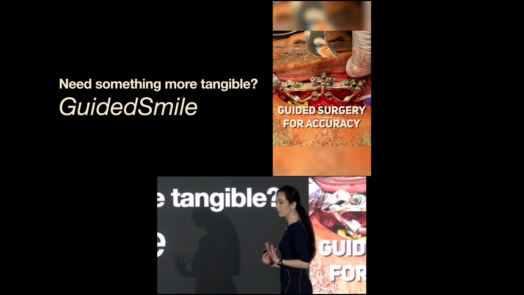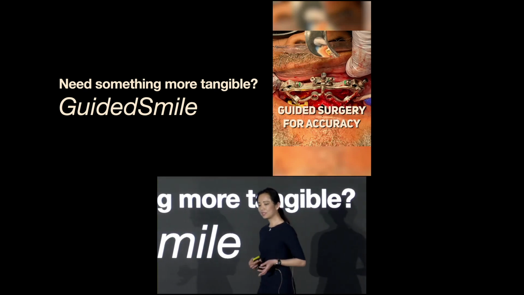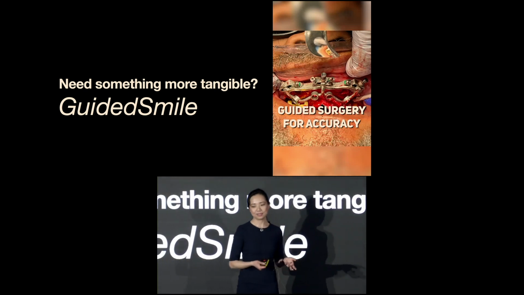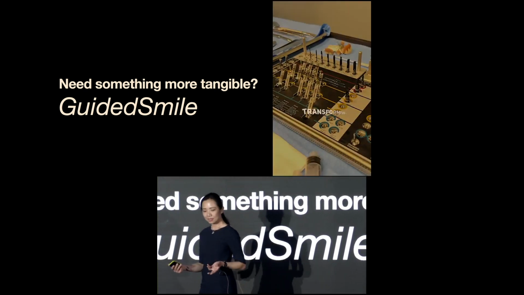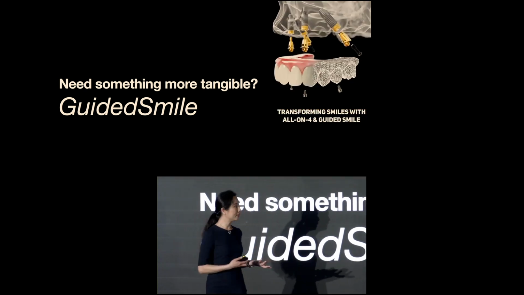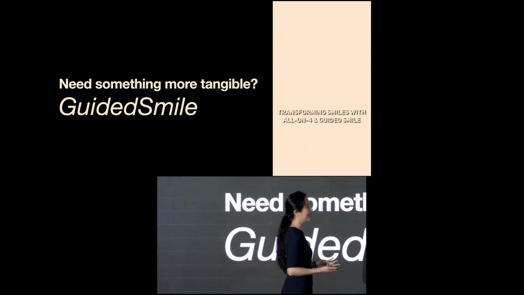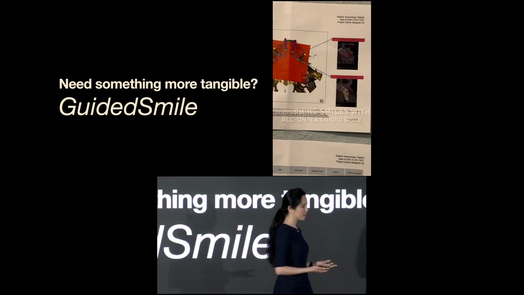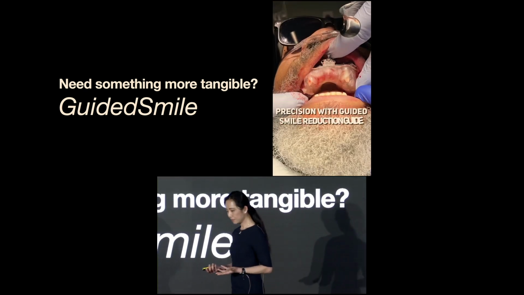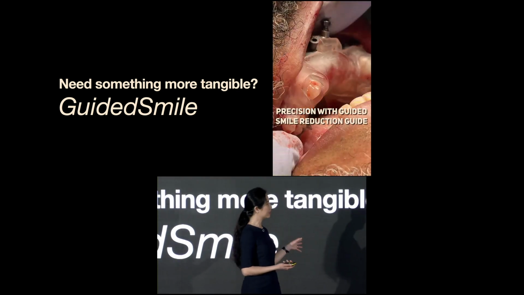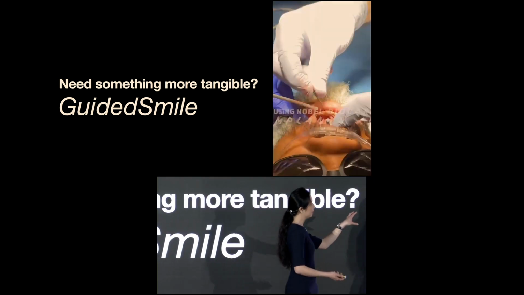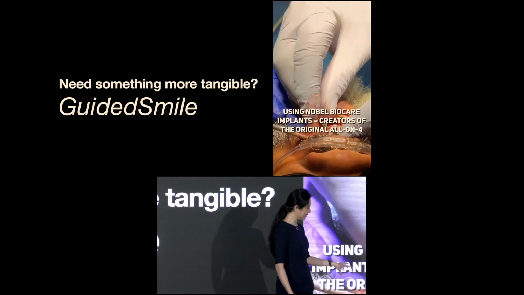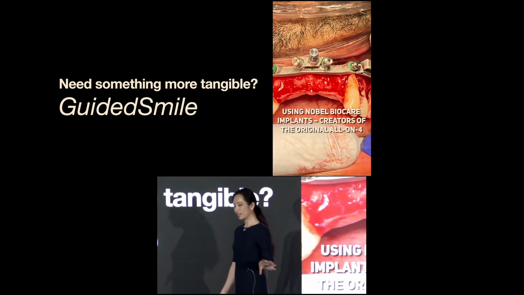So if you wanted to do something more tangible, you could move on to something called Guided Smile, which is a stackable guide system. And basically with the stackable guide system, what happens is that you will receive a printed restoration, or you can choose to print it yourself. But the entire surgery is guided with a metal frame, and each guide that goes on is yet another stack.